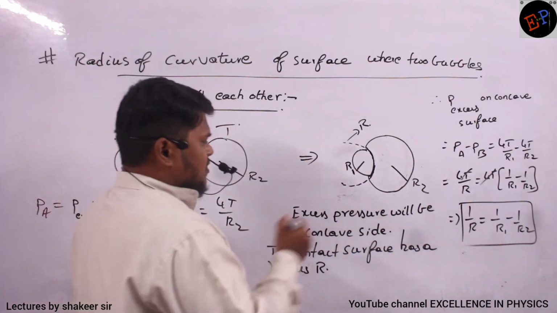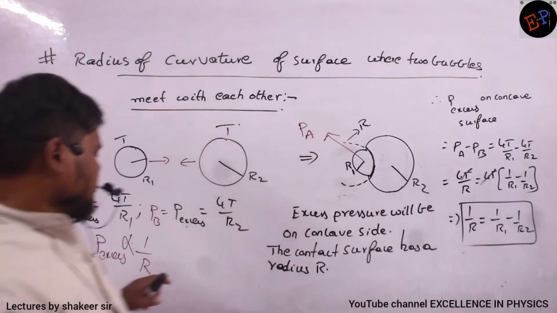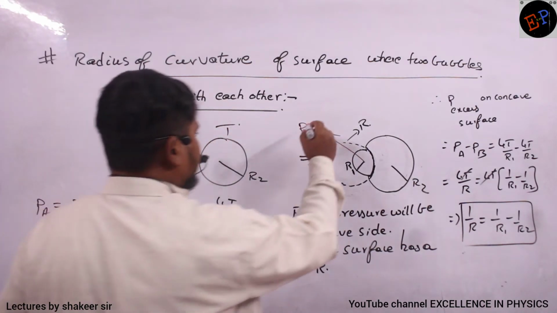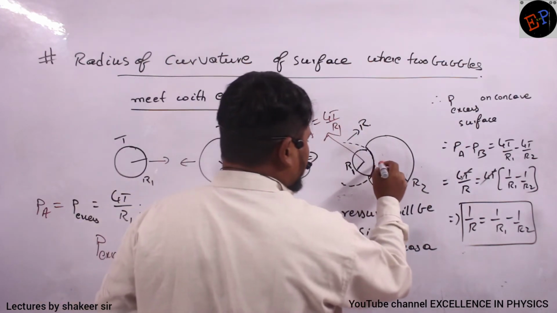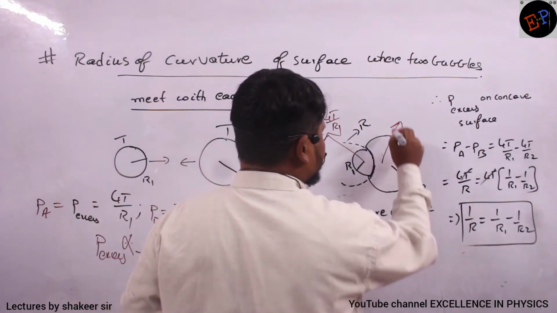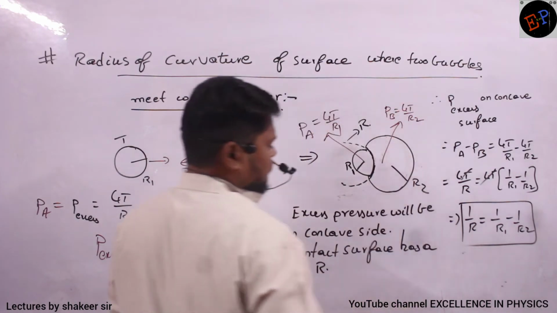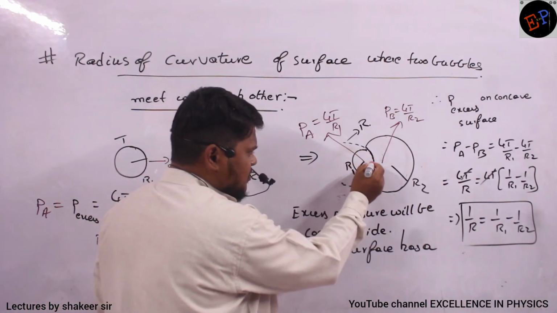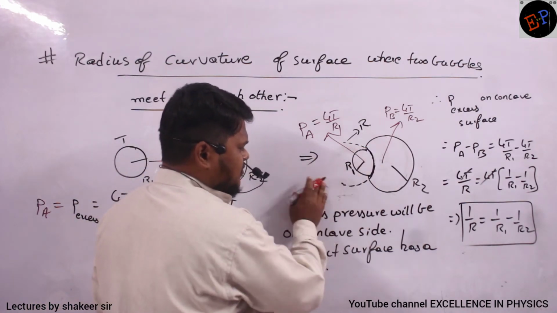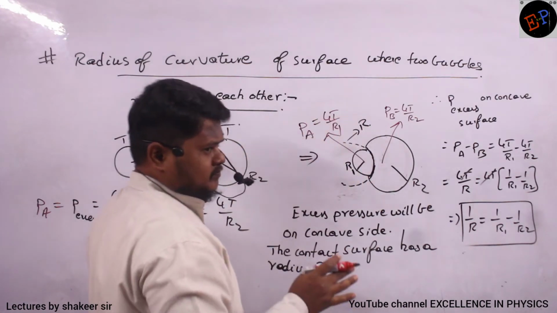Because here, what is the pressure existing? Here the pressure is PA, excess pressure. How much is it? 4T divided by R1. Clear? And on the convex side, what is the pressure existing? It is PB, which equals 4T divided by R2. Clear? So therefore, this contact surface will form another shape with its own radius of curvature, which is represented by R.